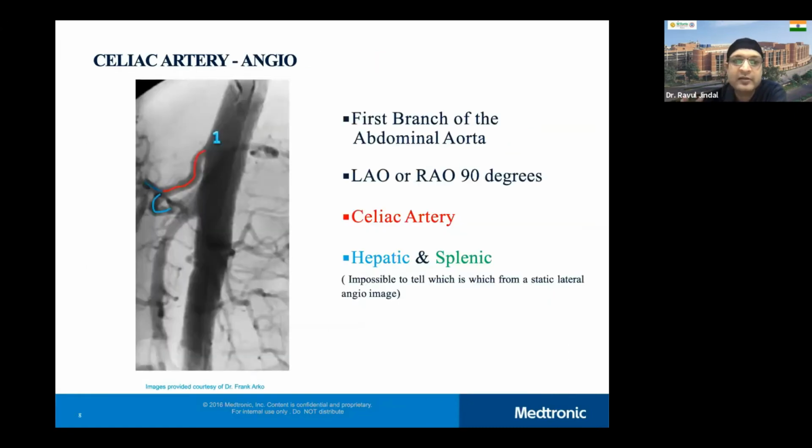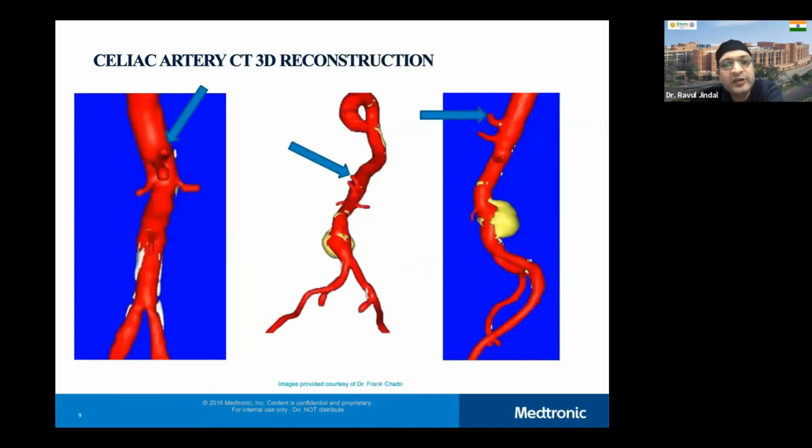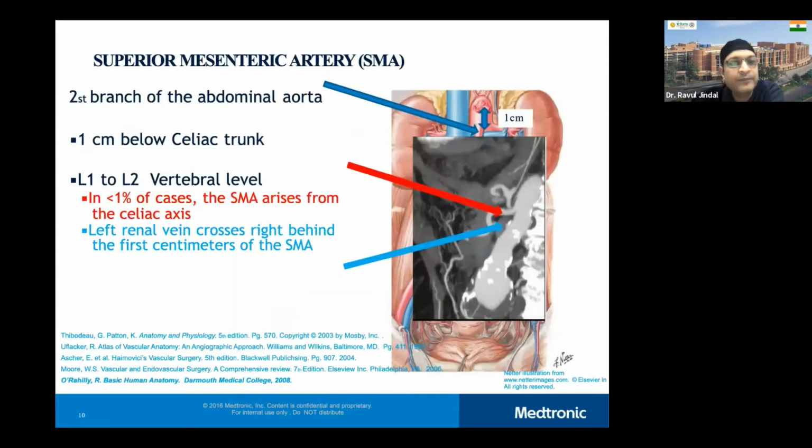If we take this celiac artery on an angiogram intraoperatively, when you want to see the origin of the celiac artery or the SMA, we must do an LAO or RAO. LAO means left anterior oblique, and RAO, right anterior oblique. At 90 degrees, you will be able to see the origin of the celiac artery very well. Now, on the 3D reconstruction, this is the first branch, the blue arrow, which you can see. So this is the celiac artery.